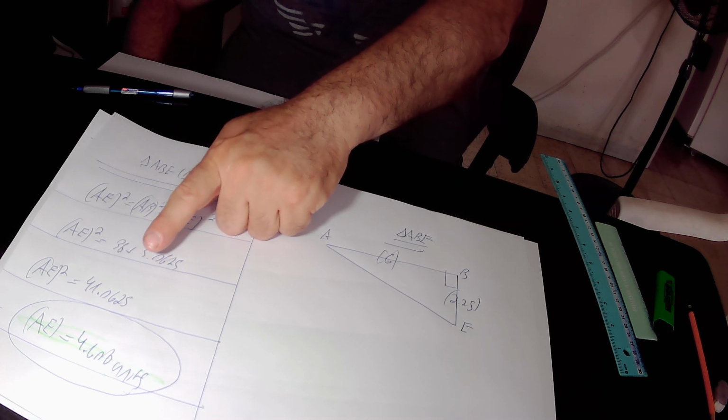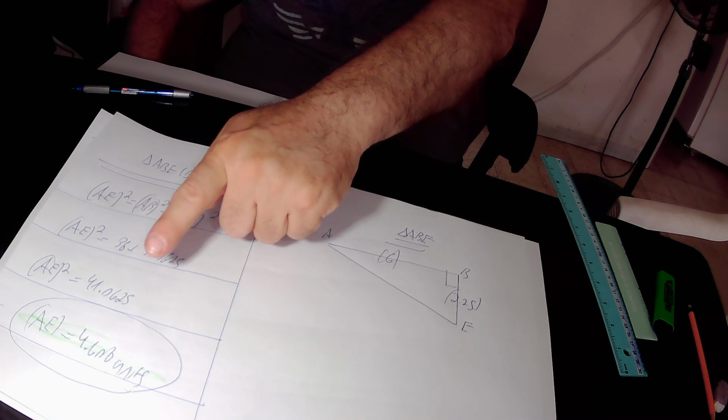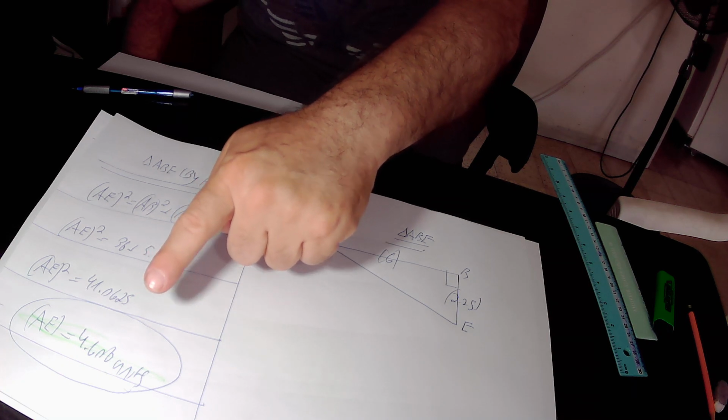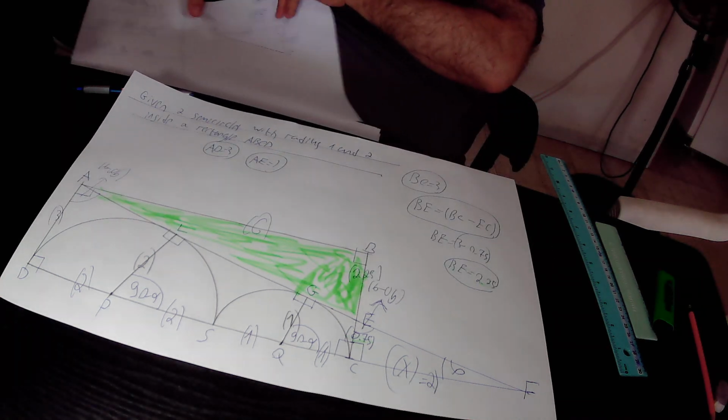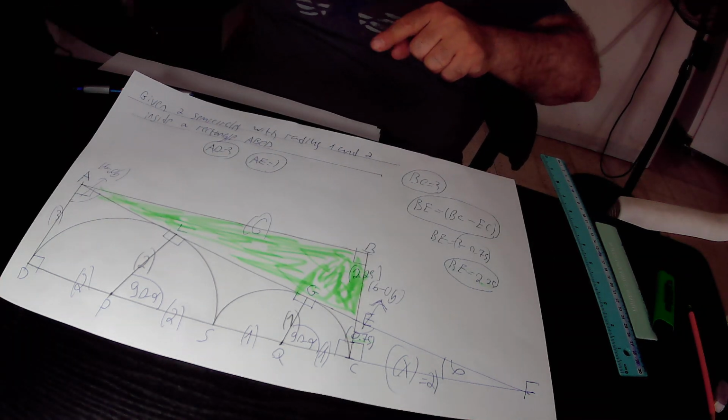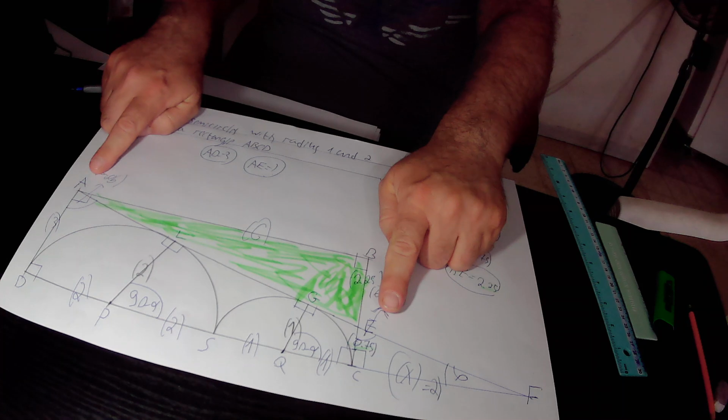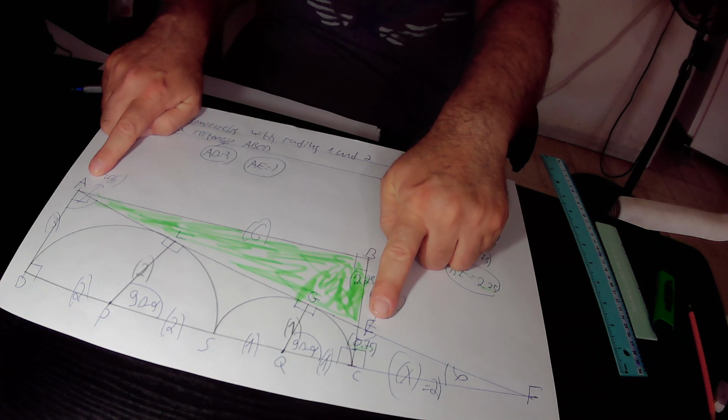Here we took the root of this equation and finally found that the missing side AE equals the square root of 41.0625. The square root of 41.0625 equals 4.608. We'll repeat again. We find that the length of this side AE equals 4.608 units.